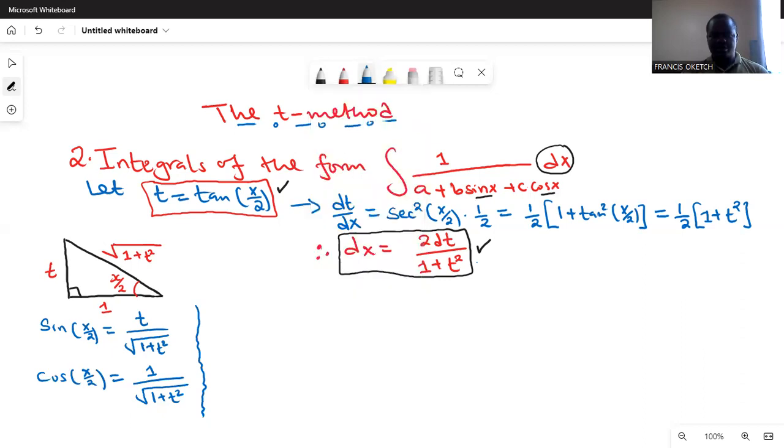So you can write this, that sine x can be written as sine of x over 2 plus x over 2. Remember, I want us to take note. I'll write it up here.